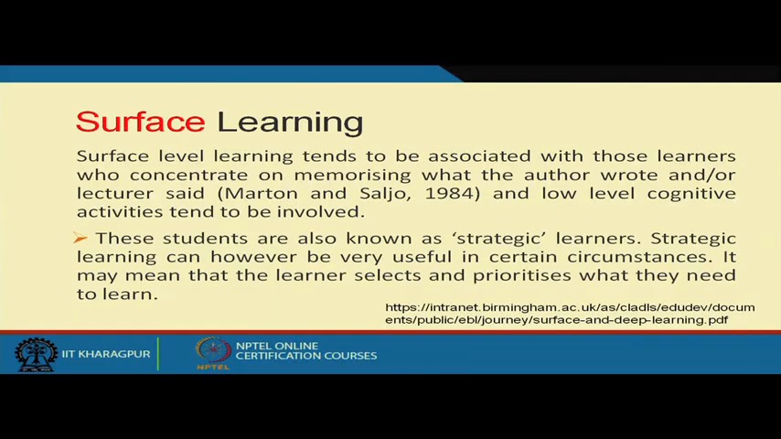This learning tends to be associated with those learners who concentrate on memorizing, the rote learning. Okay, what the author wrote and the lecturer said. It is a low level of cognitive activity. So these students are the strategic learners. What's the meaning of strategic? Strategic learning can however be useful in certain cases, just before the exam to pass on one or two points.